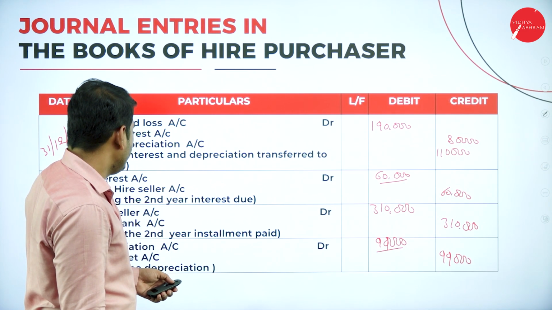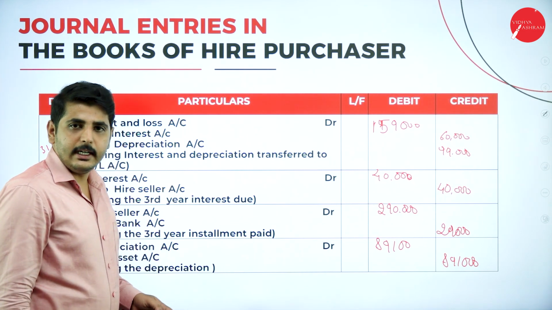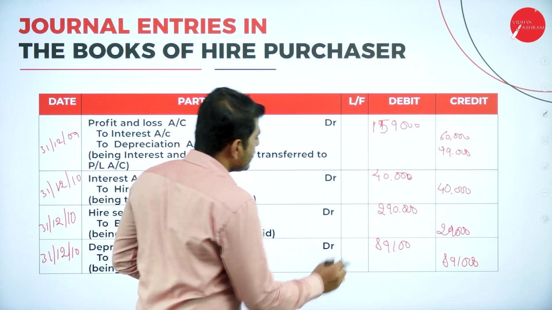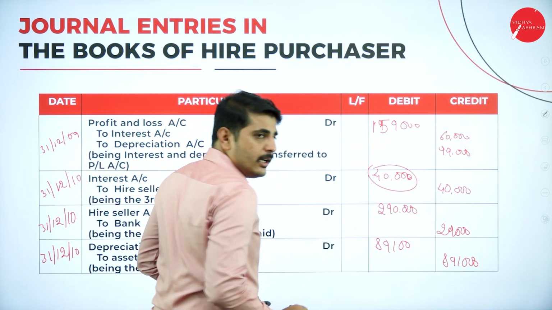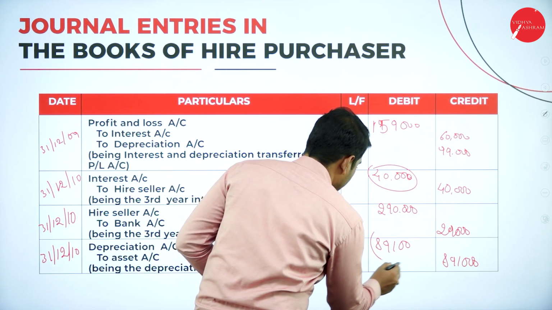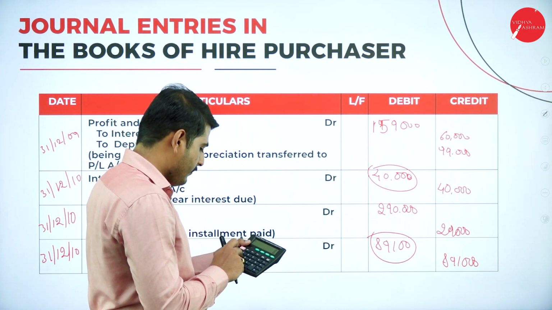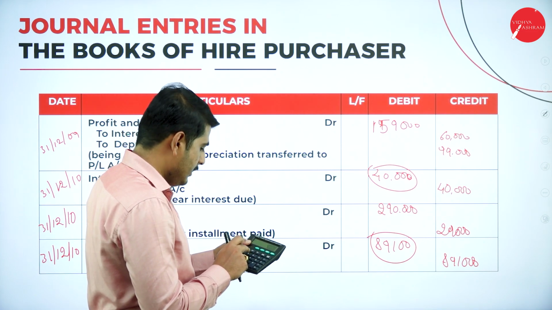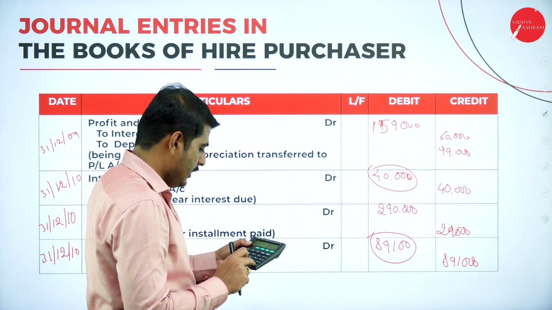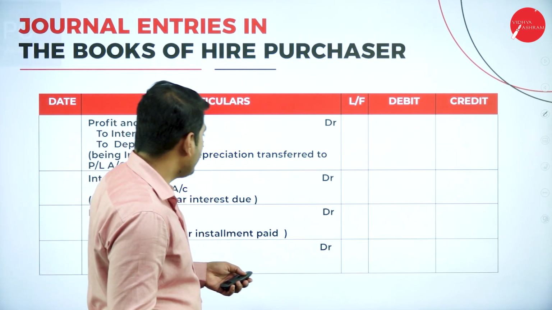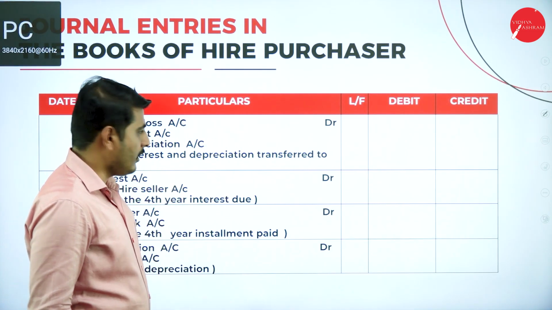Now we have to transfer the interest and depreciation to Profit and Loss account. What is our interest? 40,000 is our interest. What is our depreciation? 89,100 is the depreciation. Let's add both: 40,000 plus 89,100 equals 1,29,100. We have to transfer this to Profit and Loss account.